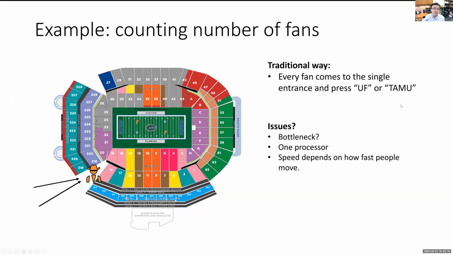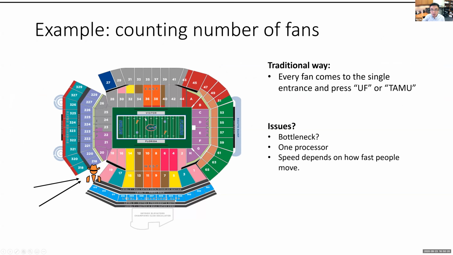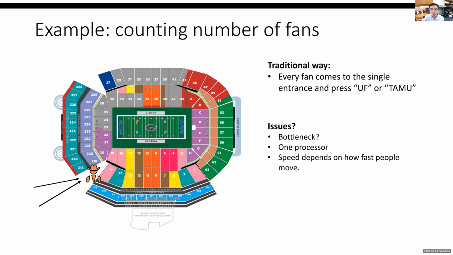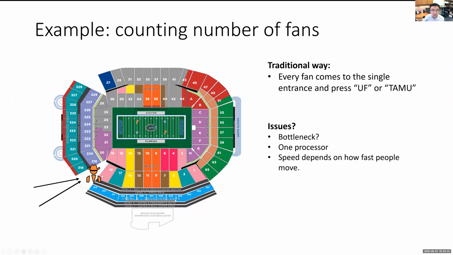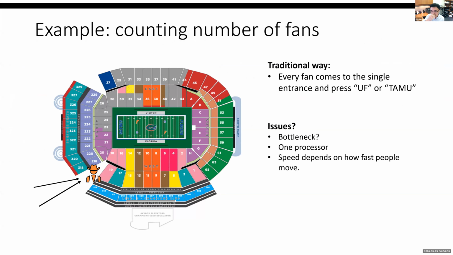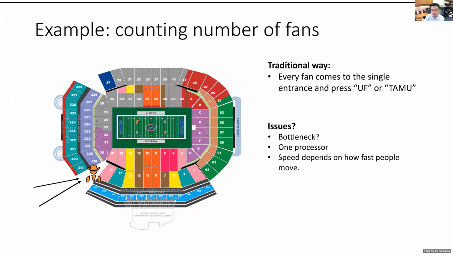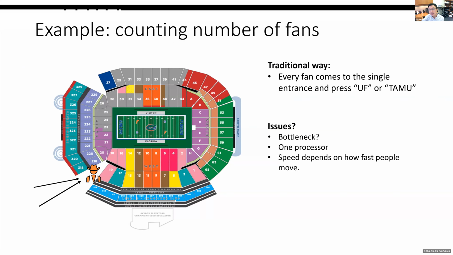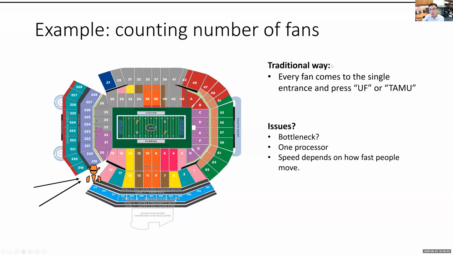Let's say we have a game between UF and A&M, and we want to count how many fans are supporting UF and how many fans are supporting A&M. What is the most common way to do it? So let's say we have this gatekeeper at the entrance, and this guy has a clicker, and he just asks every single person entering the stadium, do you support UF or do you support A&M? So basically just a clicker to document everything, right? Yeah, this is a traditional way of data processing.